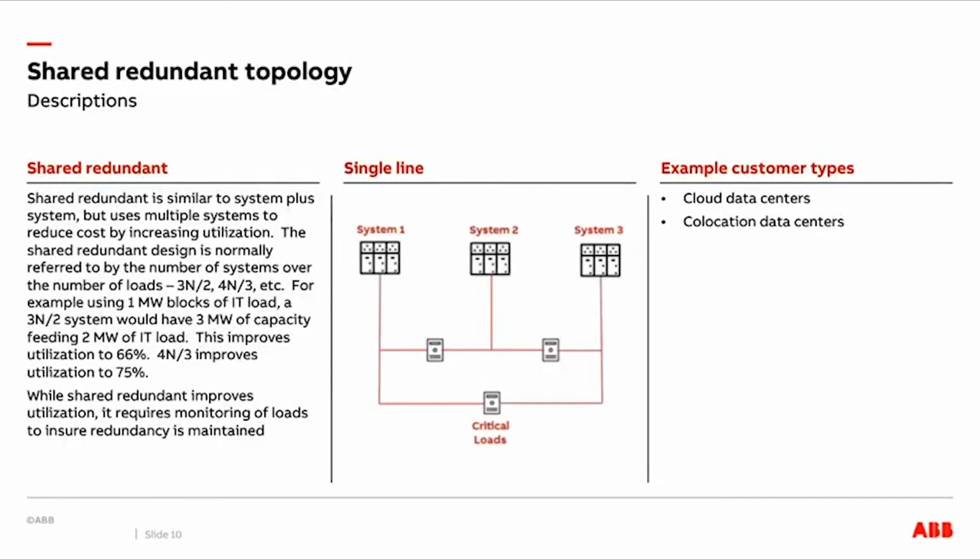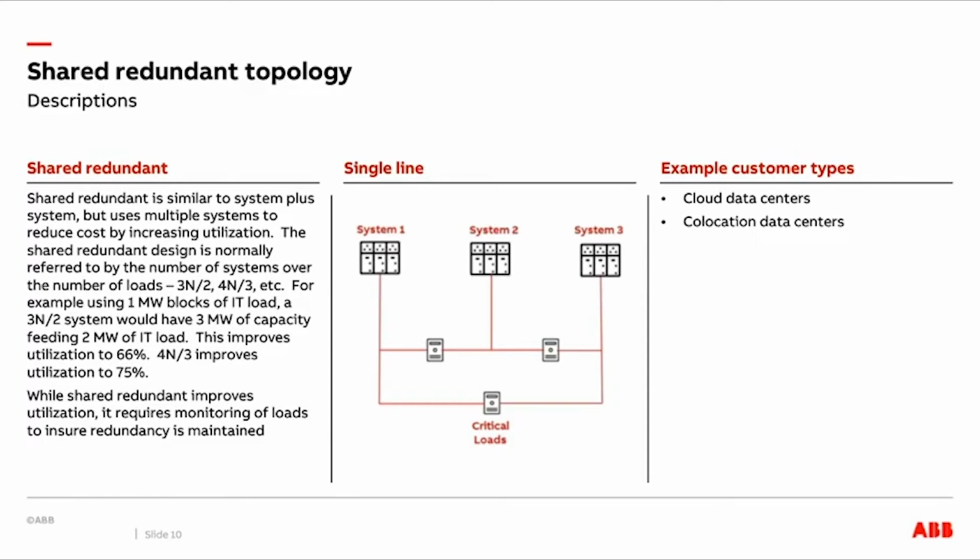So how can we maintain the reliability of a system plus system design, yet improve utilization such that we can lower overall cost? One way to do this is the shared redundant topology. Shared redundant is a similar concept to the system plus system design, but instead of equally sharing the load between two systems, it is equally shared between multiple systems.